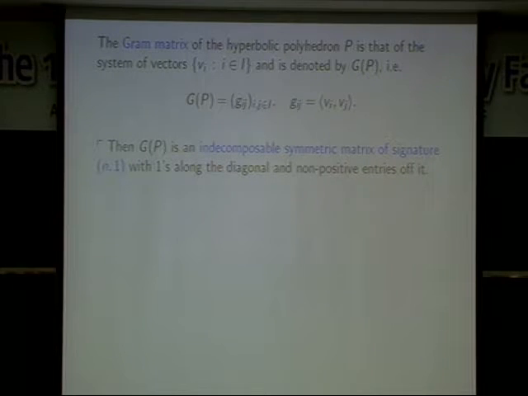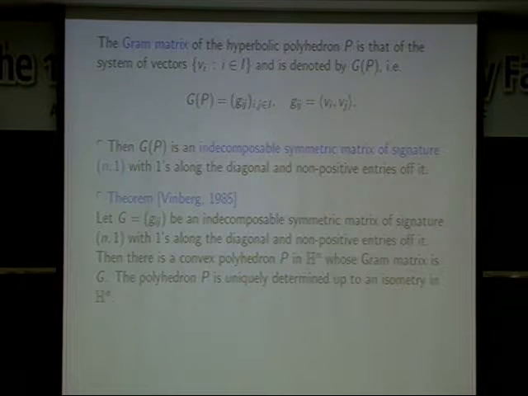But the converse is also true. Bimberg proved that if G is an indecomposable symmetric matrix of signature (n,1), then there exists a convex polyhedron P in a hyperbolic space whose Gram matrix is exactly G, and the polyhedron P is uniquely determined up to isometry. So we have a hyperbolic polyhedron.